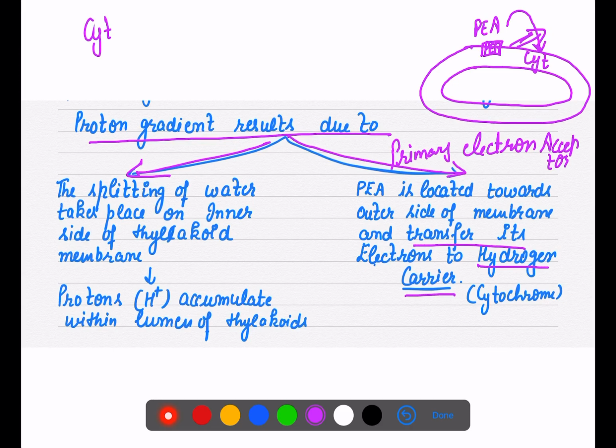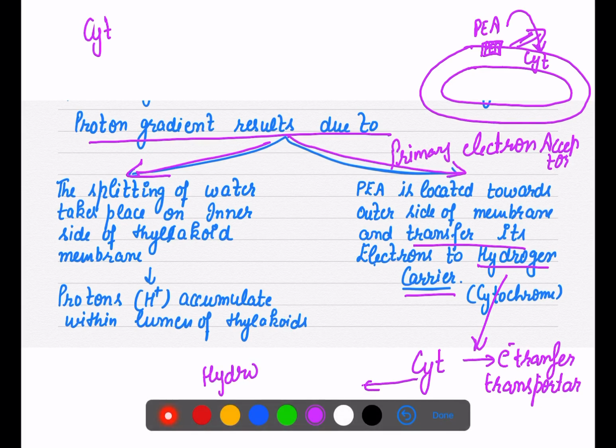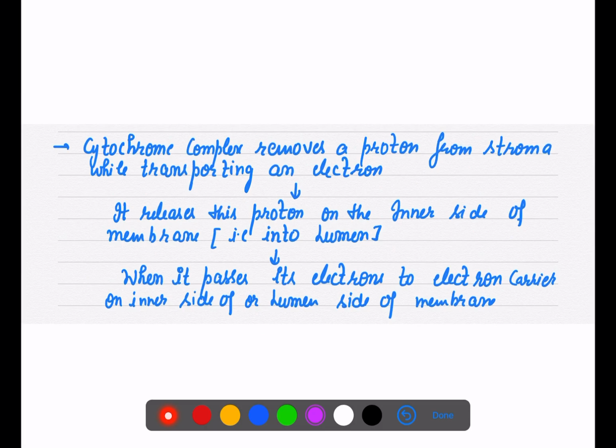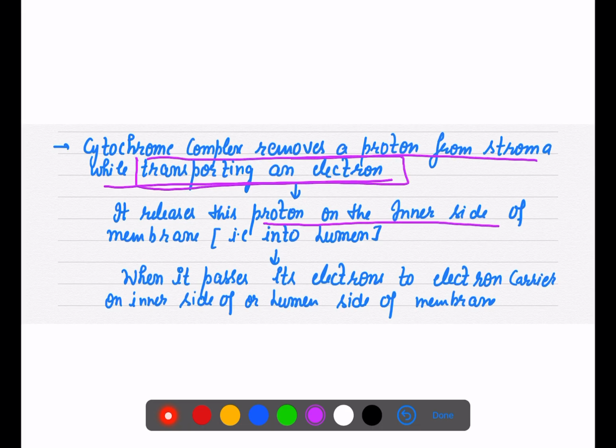So cytochrome is an electron transporter as well as a hydrogen, or I will use the term proton, carrier, right? So here we are talking about cytochrome. Now the cytochrome complex removes a proton from the stroma when it transports the electron, and as soon as it gives it to the next member, it releases the proton on the inner side of the membrane.